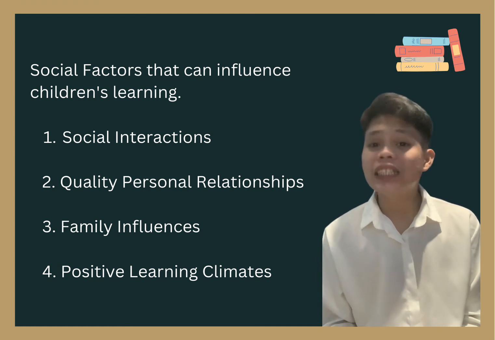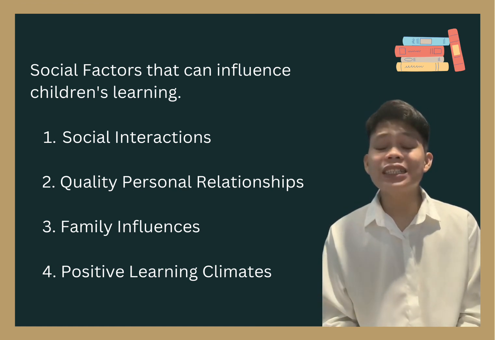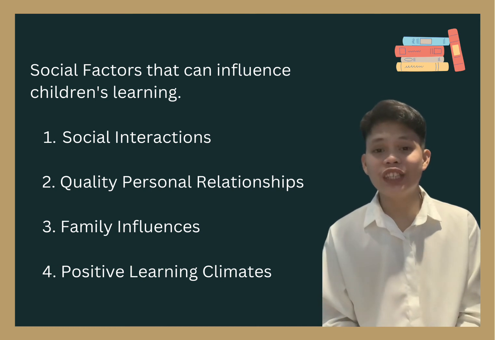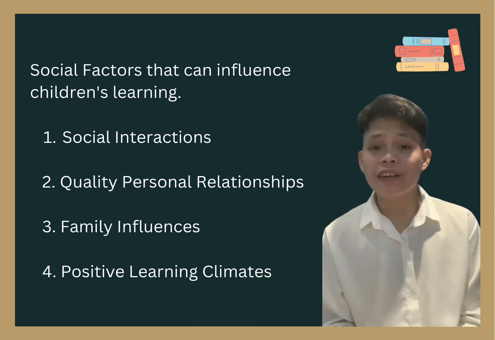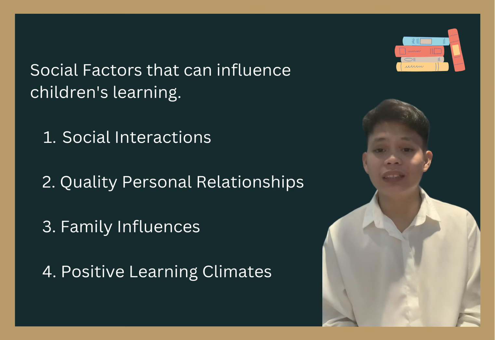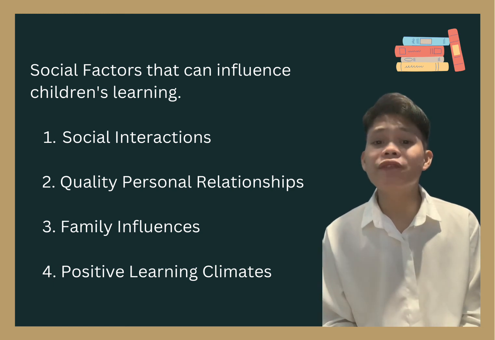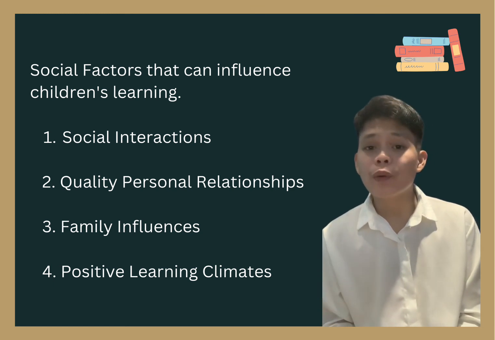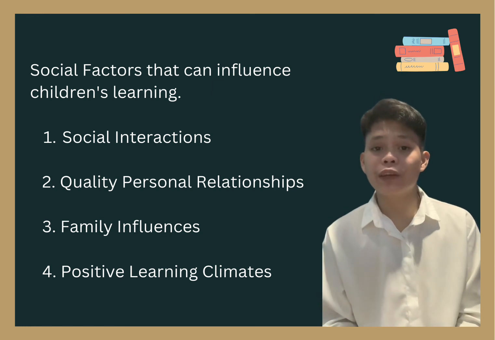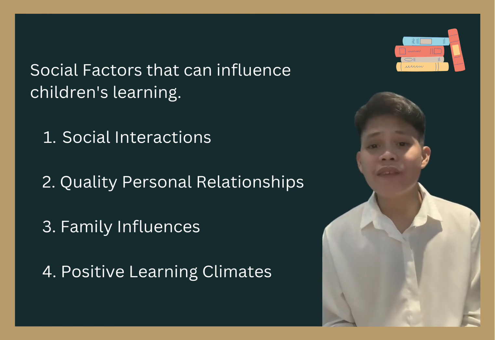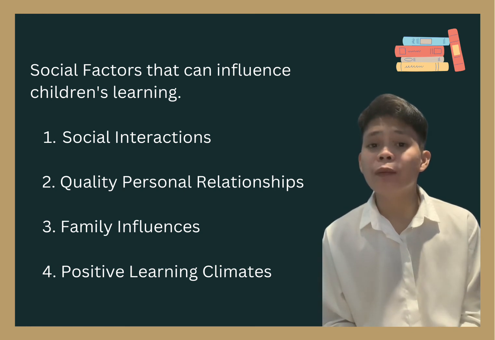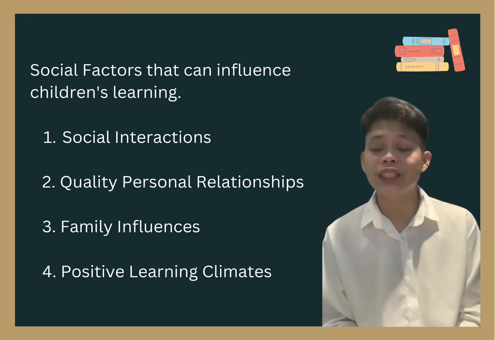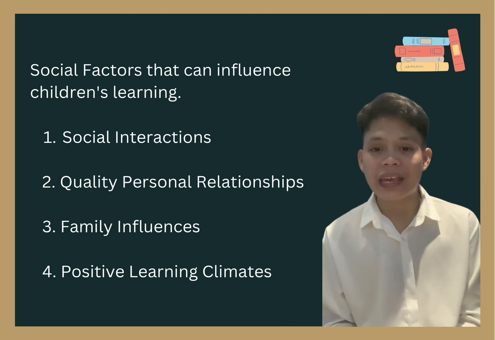The third one is family influences. It is a positive and negative relationship. In the positive, parents encourage their child in all activities. In the negative, parents reject and distrust their child. And the last one is positive learning climates. It is likewise comparable to quality personal relationships. Positive behavior that encourages students to speak up. It can also help to set the stage for healthier ways of thinking, feeling, and behaving.